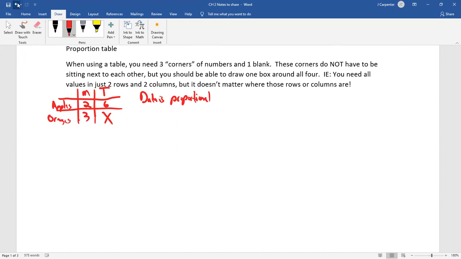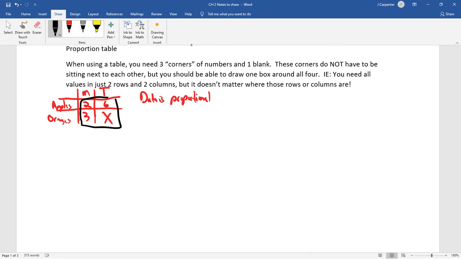So when using a table, you need 3 corners of numbers and a blank. Again, a blank could be a variable. These corners do not have to be sitting next to each other, but you should be able to draw a box around all 4 where 3 corners have numbers and the other is a blank or a variable. In other words, all your data, not nada, data, needs to come from 2 rows and 2 columns. It just doesn't matter where they are. All right, so here's what I'm saying. You should be able to draw a box and have 3 of those corners of the box have numbers and 1 be a blank. This is me drawing the box.